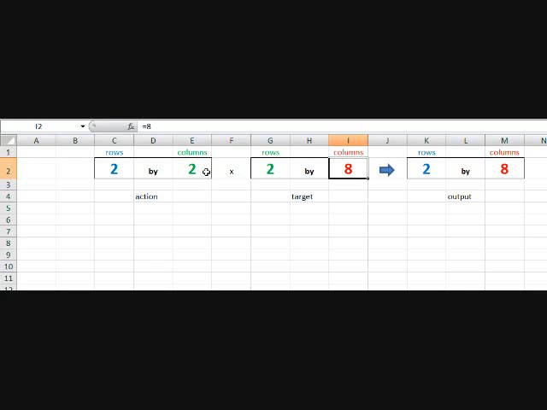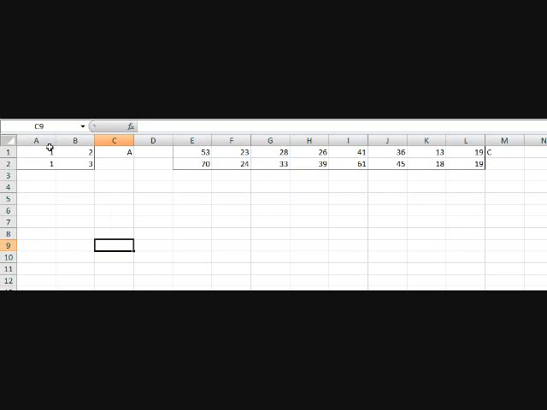To have any matrix multiplication defined, the columns of the action matrix have to be the same as the rows of the target. So since they're the same, it's going to work. A 2 by 2 multiplying a 2 by 8 is going to generate another 2 by 8 matrix. We have this and we have this when we're trying to find this. Okay, so let's go back to the other sheet. This is our action matrix. This is our output, and we need to find what the original target was.